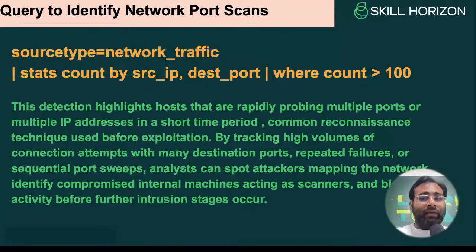Once they identify which ports are open, what type of services you are running, and what version you have, according to that they will find the correct exploit, or maybe they will design or write an exploit and then further attack it. So before attacking or exploiting it, they are scanning your network ports, and we can easily identify those activities with the help of this Splunk command.